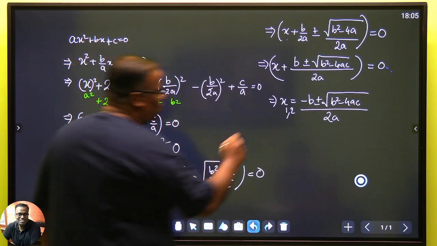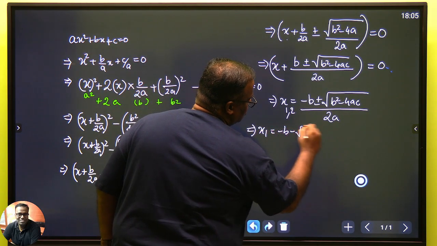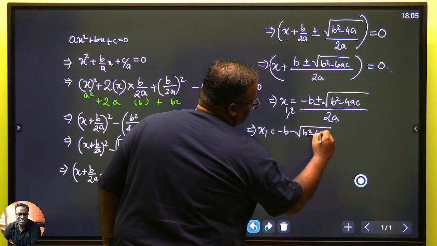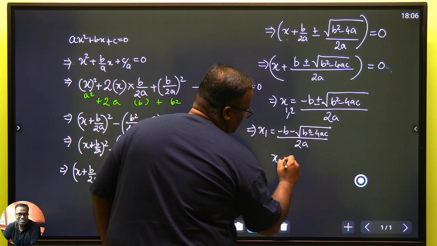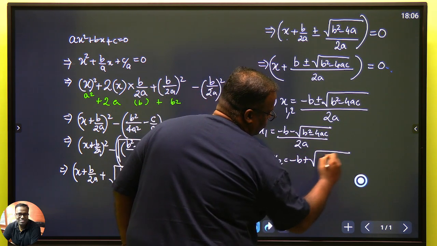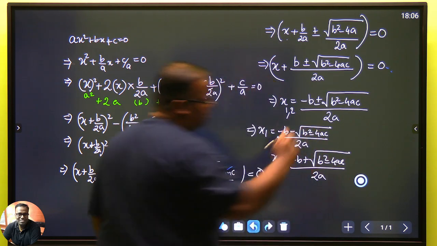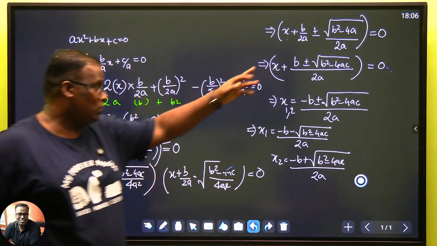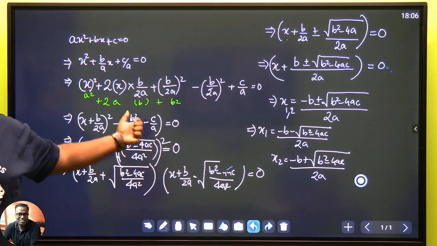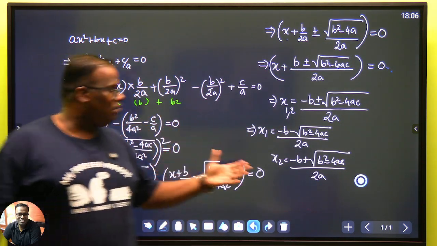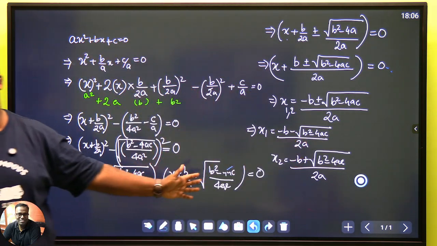So if you want one more step, I would write my x1 is minus b minus root over b square minus 4ac divided by 2a, and my x2 would be minus b plus root over b square minus 4ac by 2a. And if you think that this is causing you trouble, you can write them separately, but you will do more work, so we can club them together. This is the quadratic formula. But the problem is, you are only rectifying this. How it came is this.